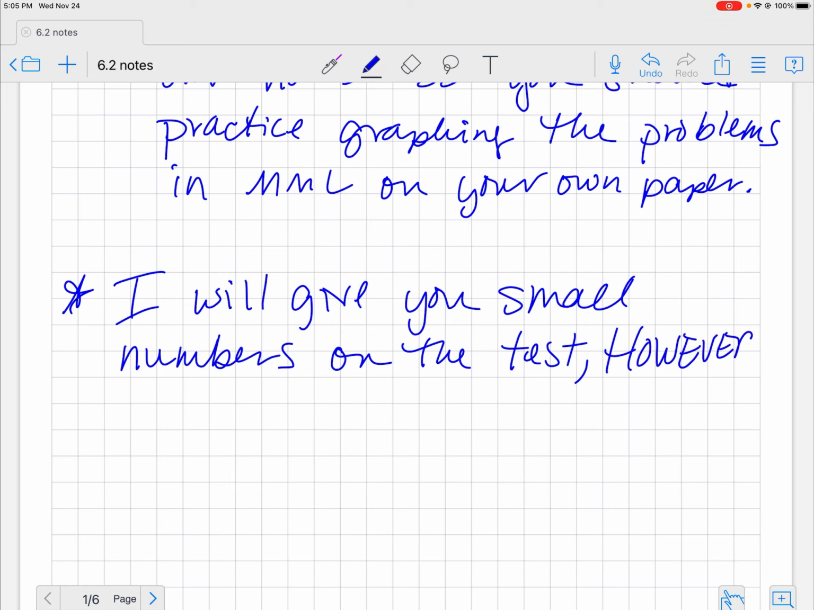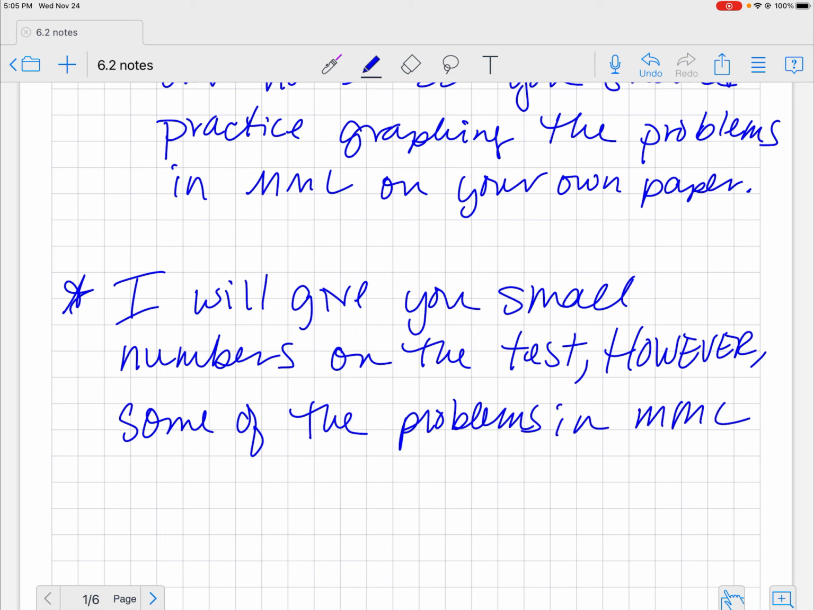However, this is still my math lab. Some of the problems in my math lab may have big numbers. Some will have big numbers and some won't. It's my math lab. You just never know. I'm having to check myself to make sure that I'm writing this down. May have big numbers, so you may need a calculator is what I'm trying to get at.